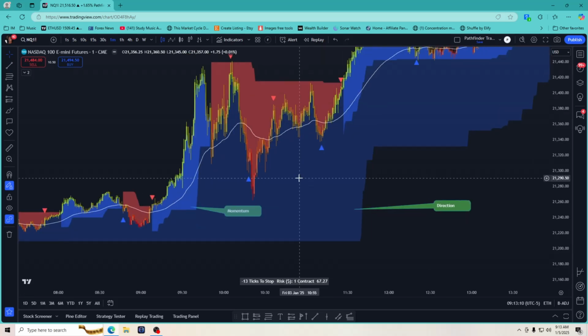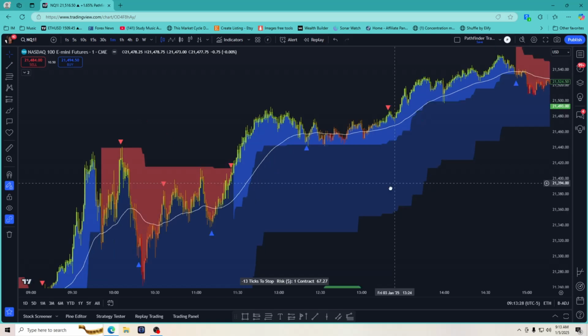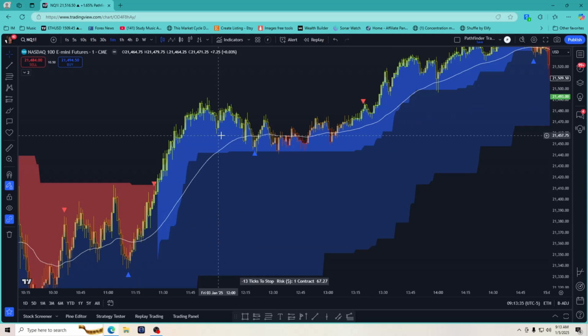Okay. Now, thirdly, we need to know, where do I get into the market? Because we have direction, we have momentum, but where do we enter? Entry happens on these blue triangles. Okay, these blue triangles are where we enter. So for example, right here, we have a blue overall direction, buying. We have upward momentum. This is bright blue. And then we have a blue triangle, which is where our buy entry would be right here. Okay, so very simple.